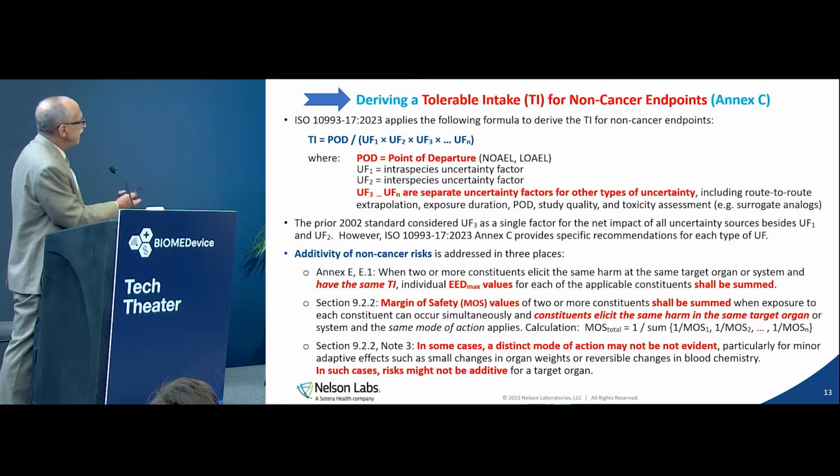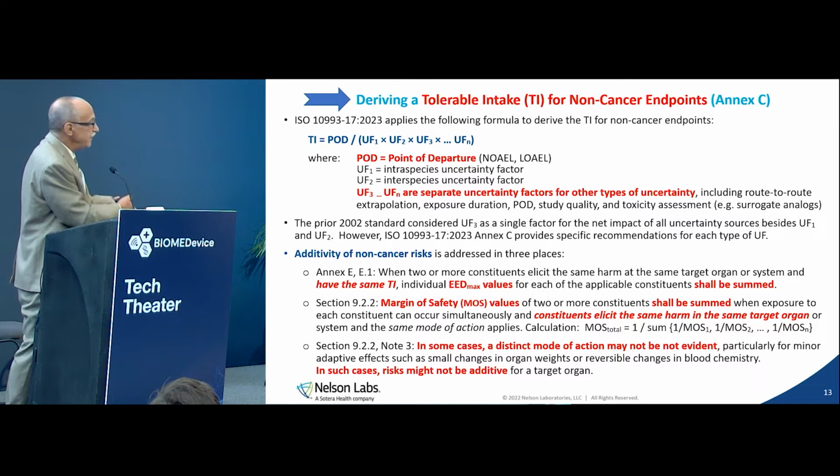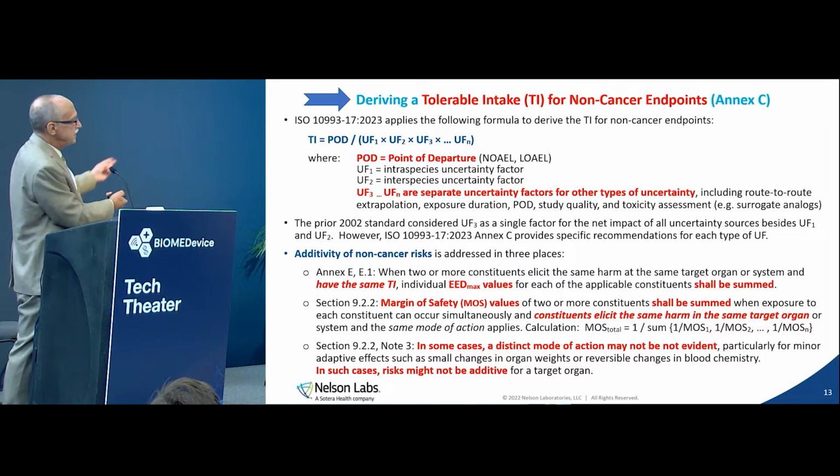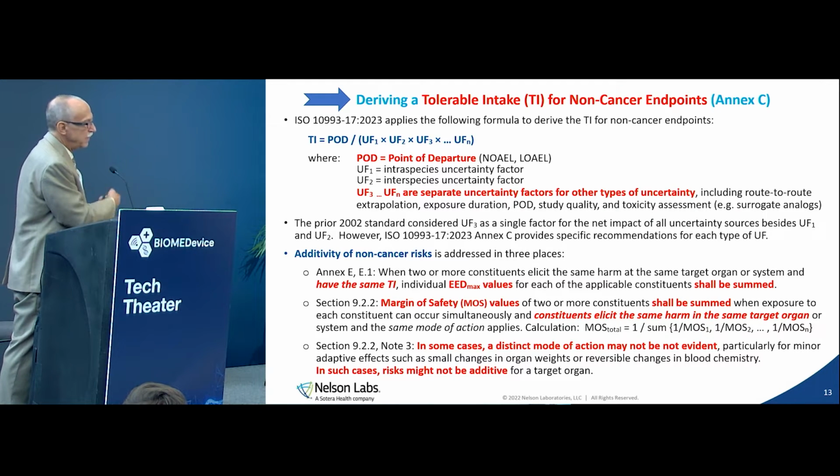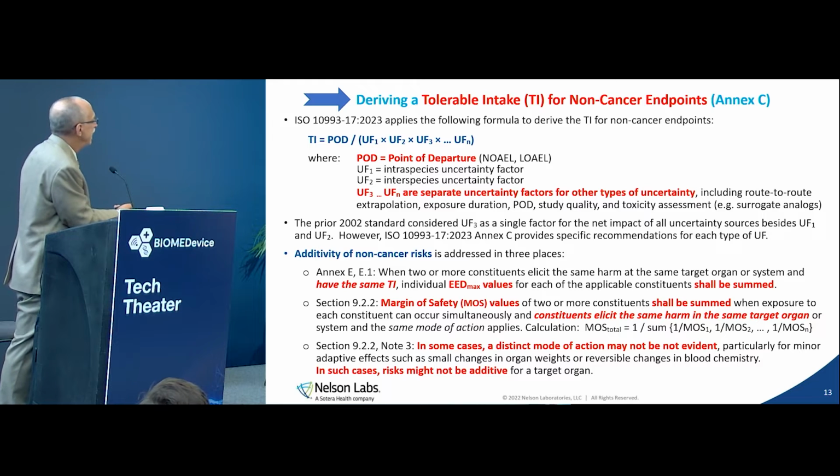Next, the margin of safety, which is, does it pass or fail? 2 or more constituents have to be summed when margins of safety have to be summed when they elicit the same harm in the same target organ, even if it's not the same chemical and the same mode of action applies. That's kind of a tricky little question there, requires some experience in toxicology.